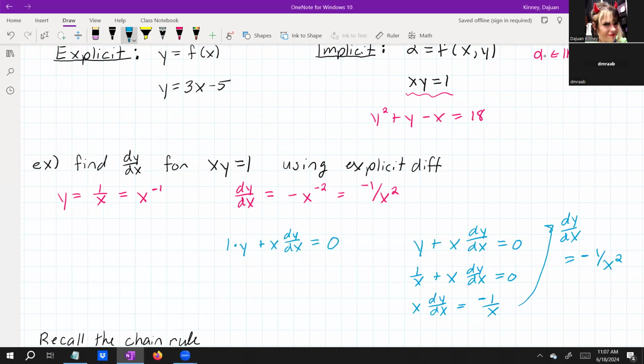We'll find that some problems are easier to do this way. Sometimes they're easier to do explicitly. Some of them we can't do explicitly, so we have to use this formula.